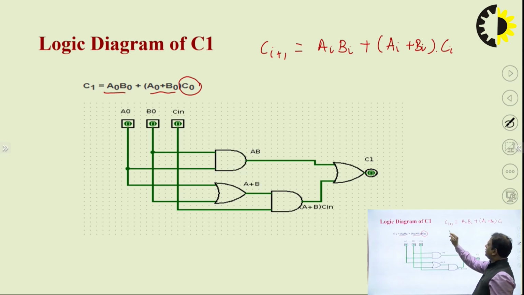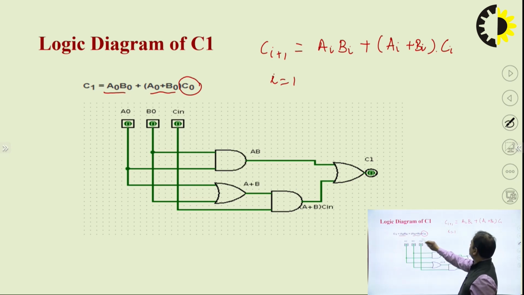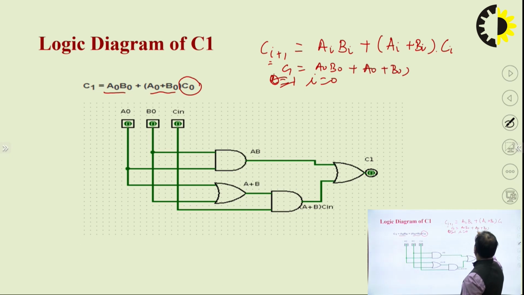So if we put i equals to 0, then we can find C1 equals A0 B0 plus (A0 plus B0) into C0, right. So in this way we can compute the C1.